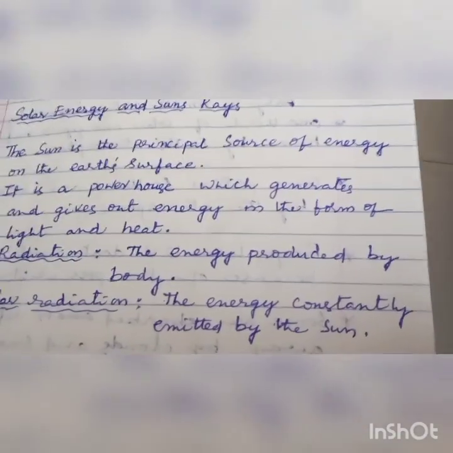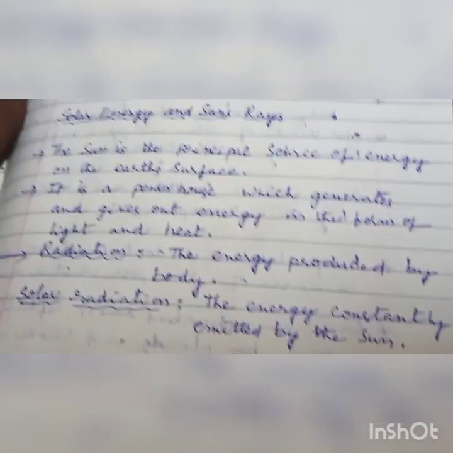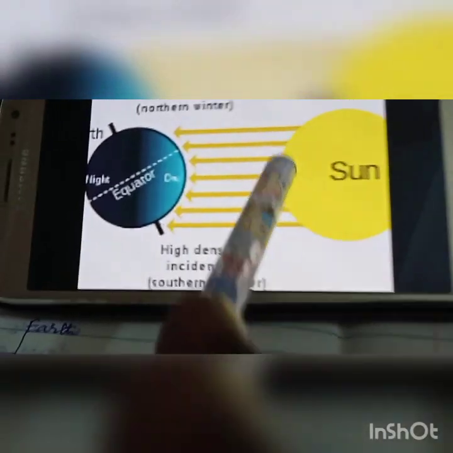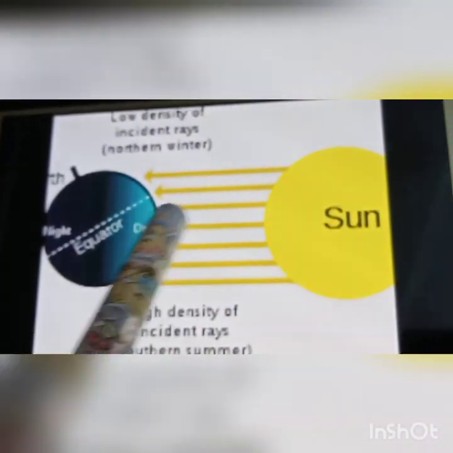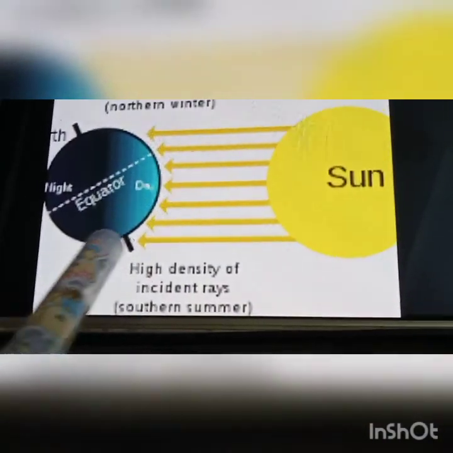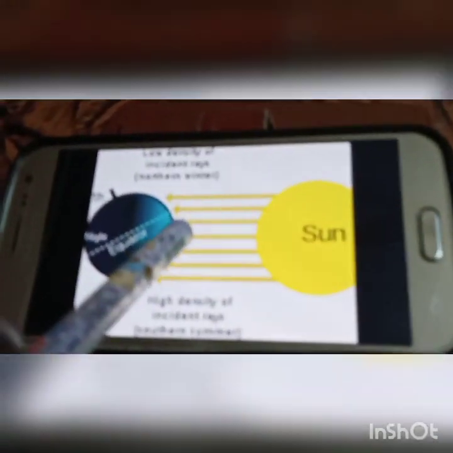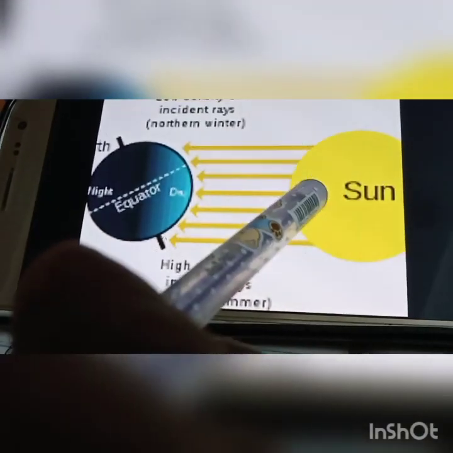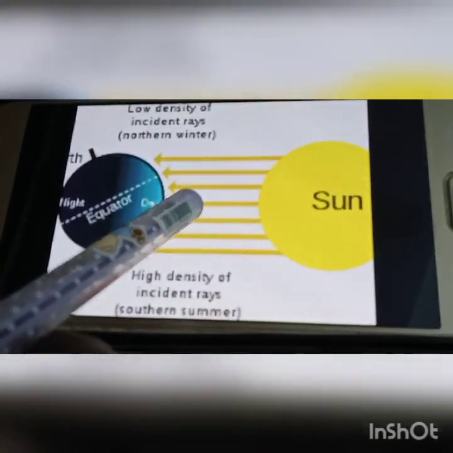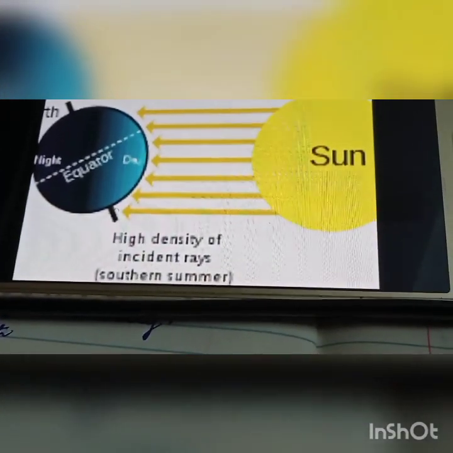And here the topic is solar radiation. The energy constantly emitted by the sun is known as solar radiation. Earlier we discussed radiation only: a body which produces energy is radiation, whereas solar radiation is the energy produced or emitted by the sun, which gives out energy, and such we call solar radiation.